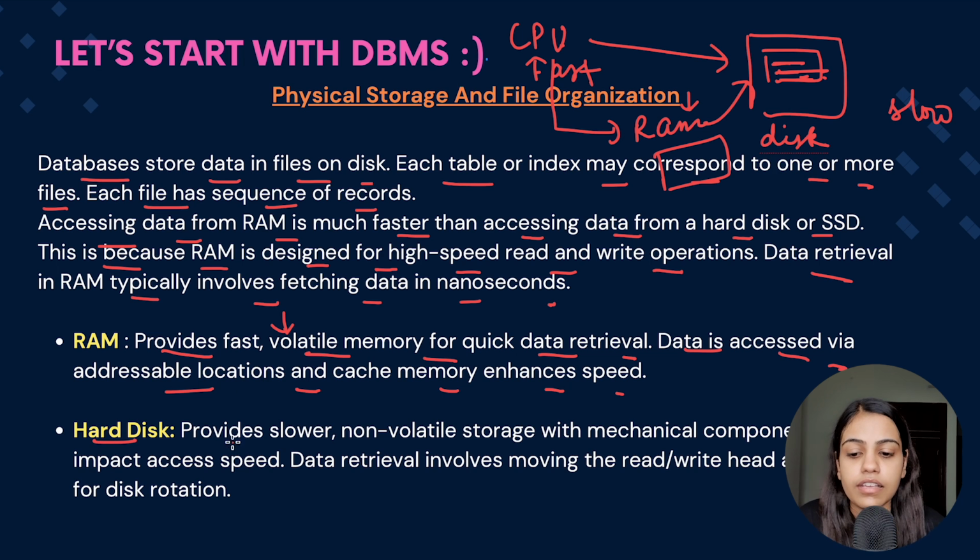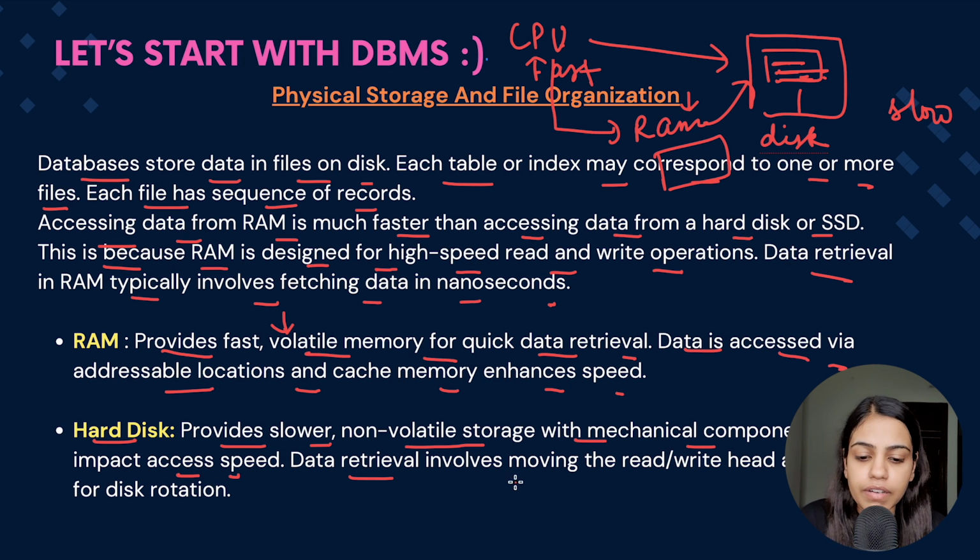Now what is a hard disk? It provides slower non-volatile storage with mechanical components that impact the access speed. Since the CPU can't query the hard disk directly, it goes via RAM, because RAM is very fast and the hard disk is comparatively slow. Data retrieval basically involves moving the read-write head and waiting for the disk rotation.